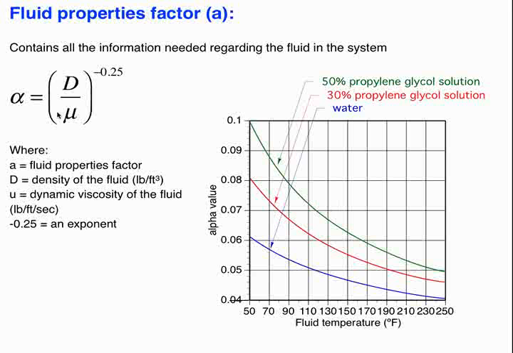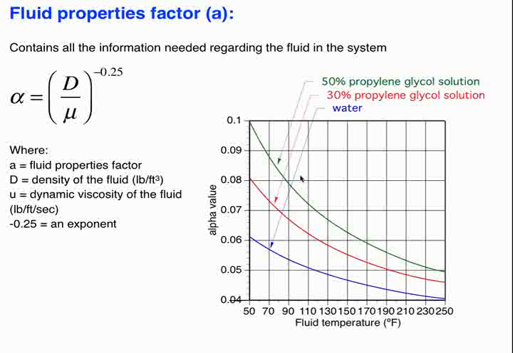This is just a graph of that equation for three different fluids for a temperature range from 50 to 250 degrees Fahrenheit. So whether you use the graph or whether you use the formula, you come up with this number. And this is a total description of the fluid. It takes into account its density, it takes into account its viscosity, and implicitly it takes into account its temperature, because density and viscosity both depend on temperature.